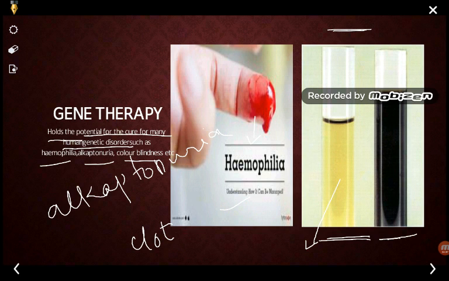So how can these diseases be cured? By replacement of defective genes. The defective genes which are responsible for these disorders or diseases can be replaced. When we replace the defective genes by means of replacement of the defective gene by the normal healthy gene, this can be rectified.